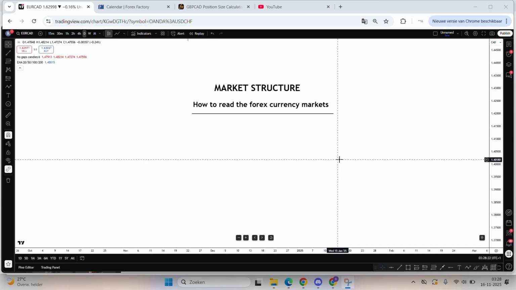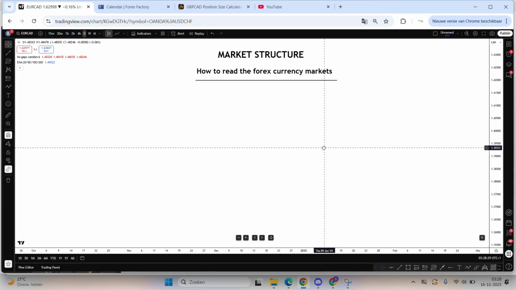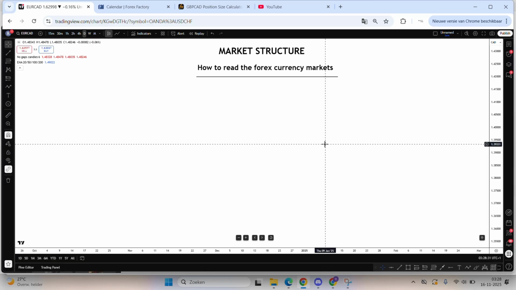For today, it is market structure, how to read the Forex currency markets. Or let me just say correctly, how I read the currency markets. I learned this from Alex Gonzalez. You can check him out as well.